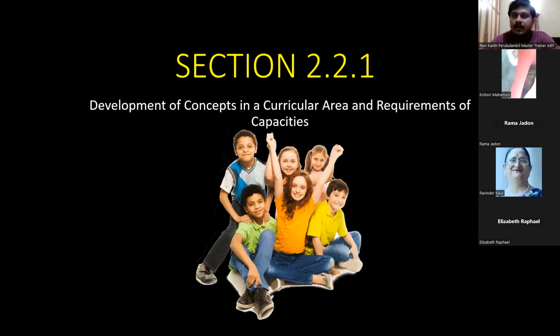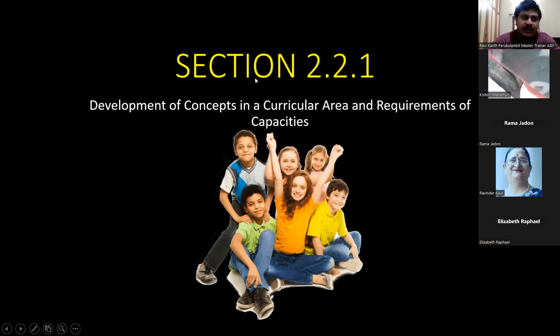Today, we are going to explore section 2.2.1 of chapter 2 of NCF for school education, in which we are going to look into development of concepts in a curricular area and the required capacities for the development of that particular concept.